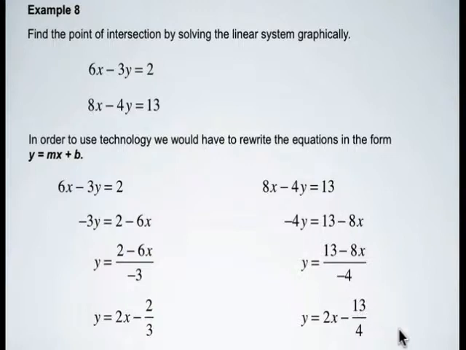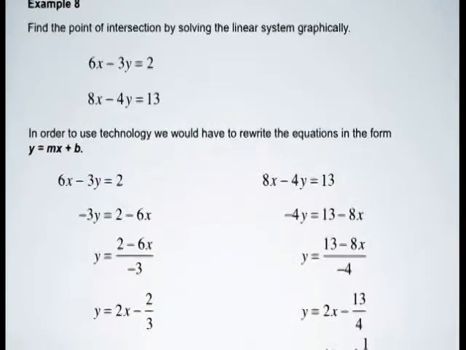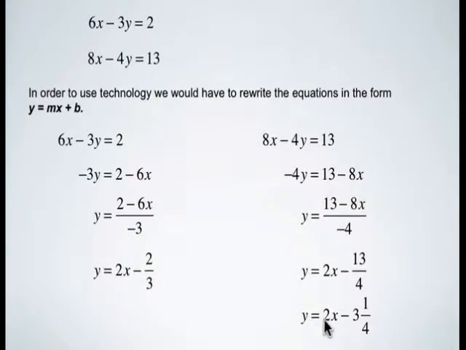And we can write this as a mixed number. And 4 divides into 13 3 times with 1 left over. So we can write the equation as y equals 2x minus 3 and 1/4, which means that our y-intercept is going to be negative 3.25, or negative 3 1/4.